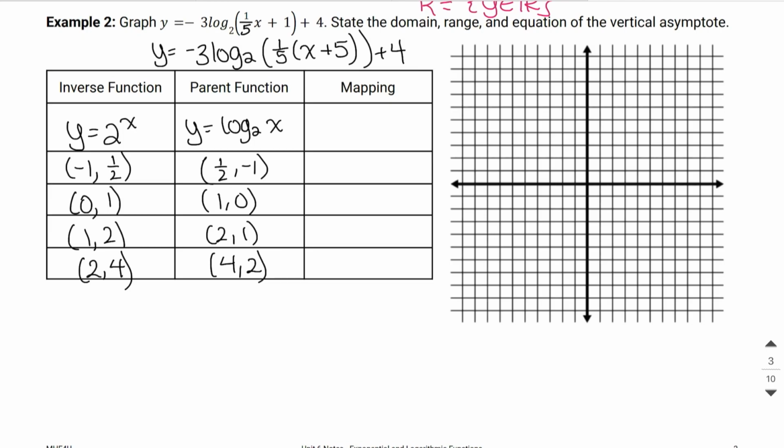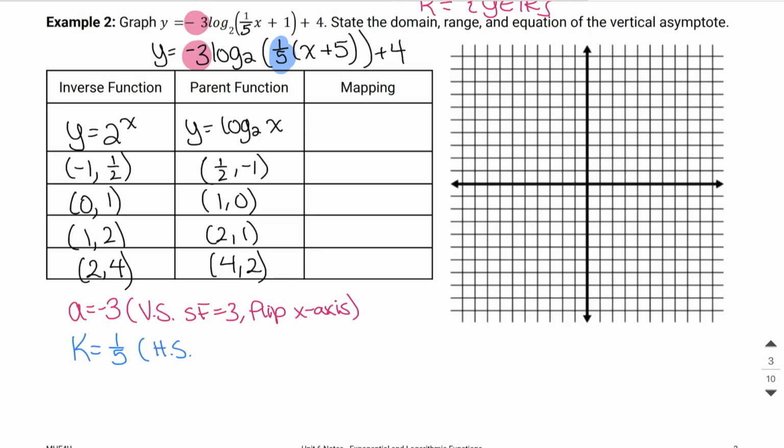And now I'm ready to figure out what my mapping rule is going to be. Here I know that my a value is -3, and I know that the k value here is going to be 1/5. This a value of -3 tells me I have a vertical stretch with a scale factor of 3 and also a reflection in the x-axis. This k value of 1/5 means I have a horizontal stretch with a scale factor of 5.